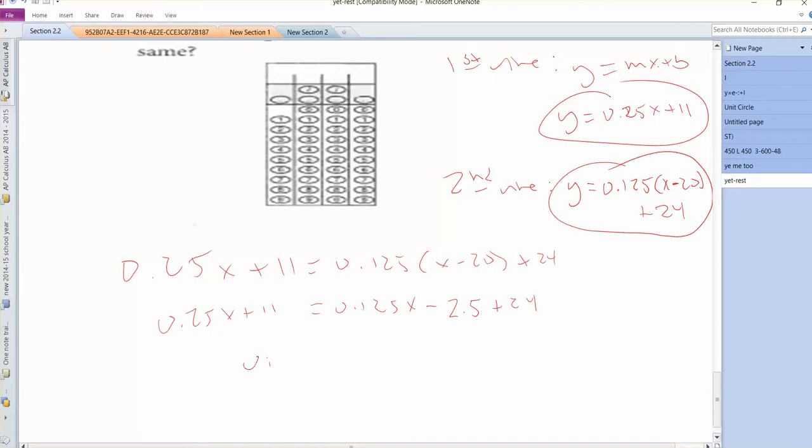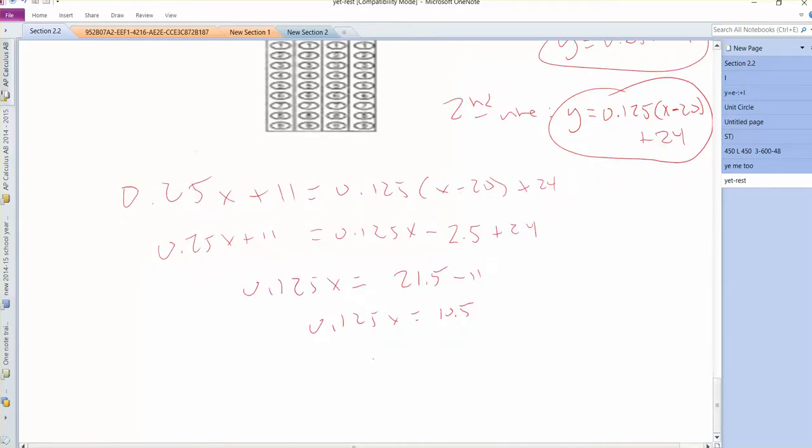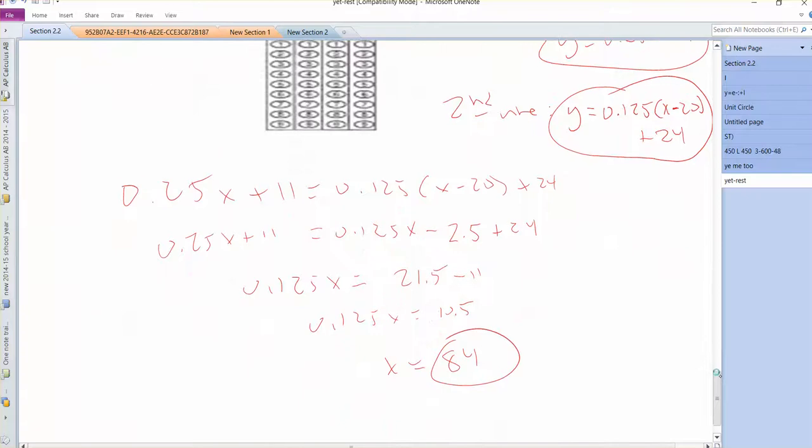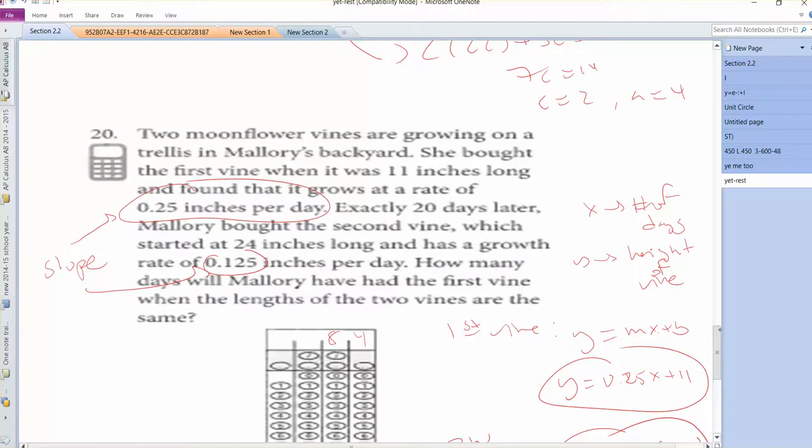So you get 0.125x on this side. 21.5 minus 11. 0.125x equals 10.5. All said and done, I think you get 84. So it would take 84 days when they're finally the same height.